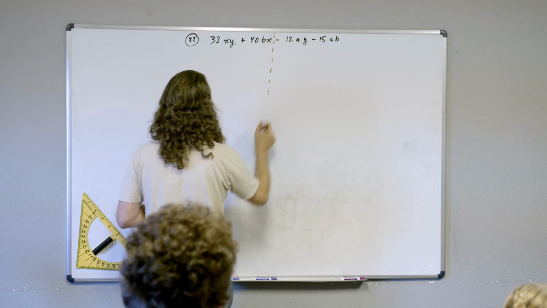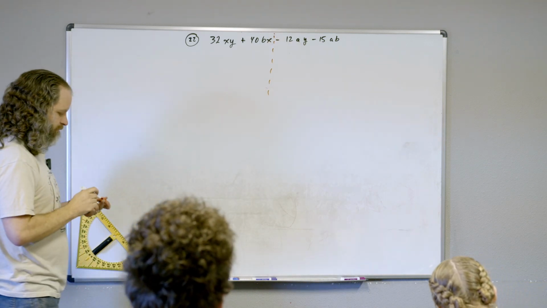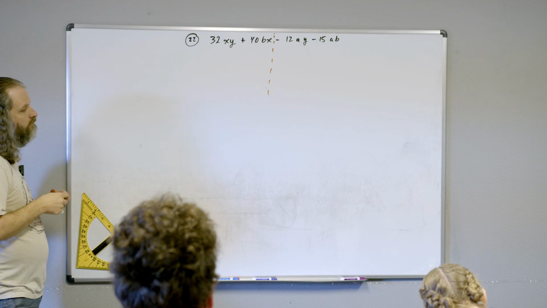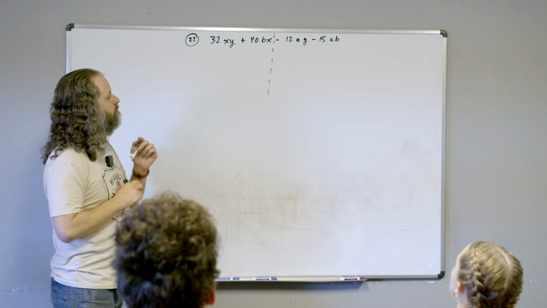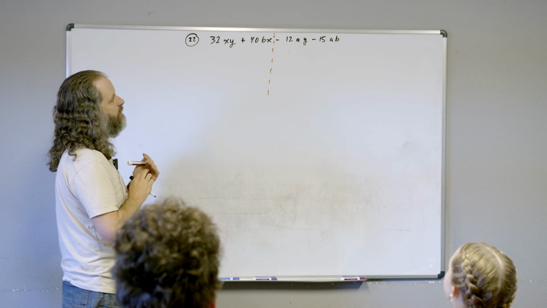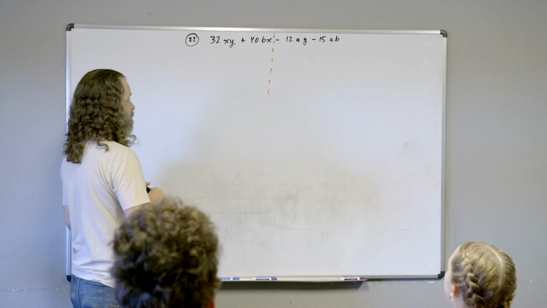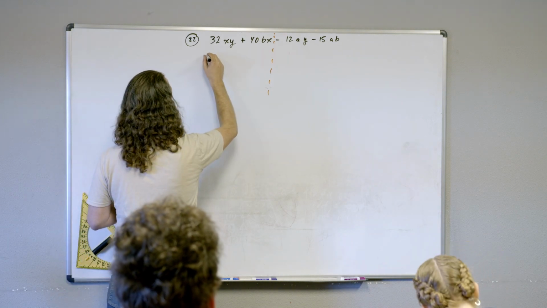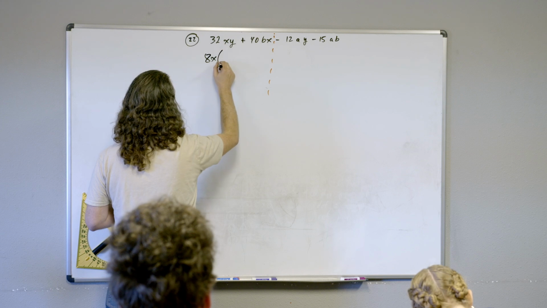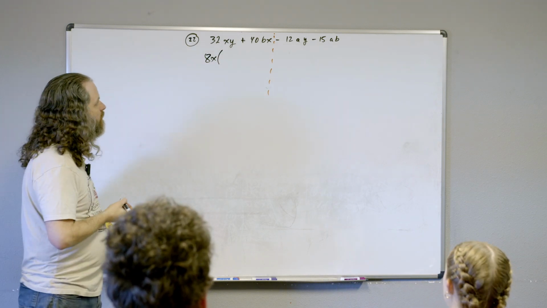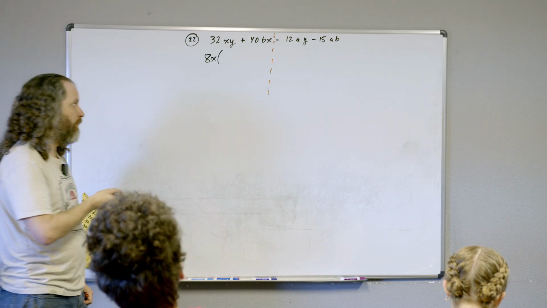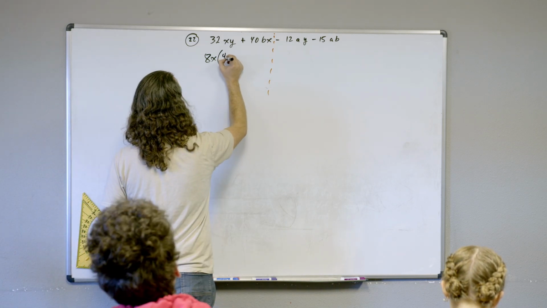Then what's the next step in factoring by grouping? Take out the common factor of one side. So what is in common in the first term? X, and what else? 8. Take out an 8x. If we take an 8x out of the first term, what's left? 4y.